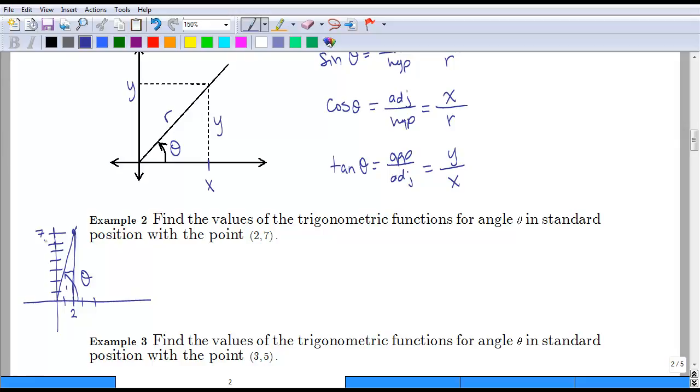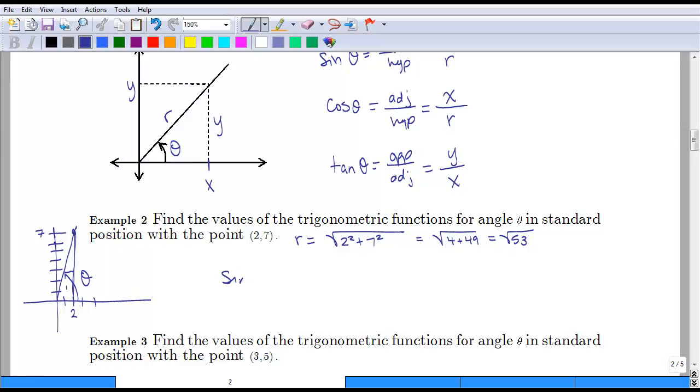So the first thing we need to do is find r, or the hypotenuse. That's the same thing as before, Pythagorean theorem. r is going to be the square root of 2 squared plus 7 squared. So we end up with the square root of 4 plus 49, which is the square root of 53. So we're just going to leave it as the square root of 53.